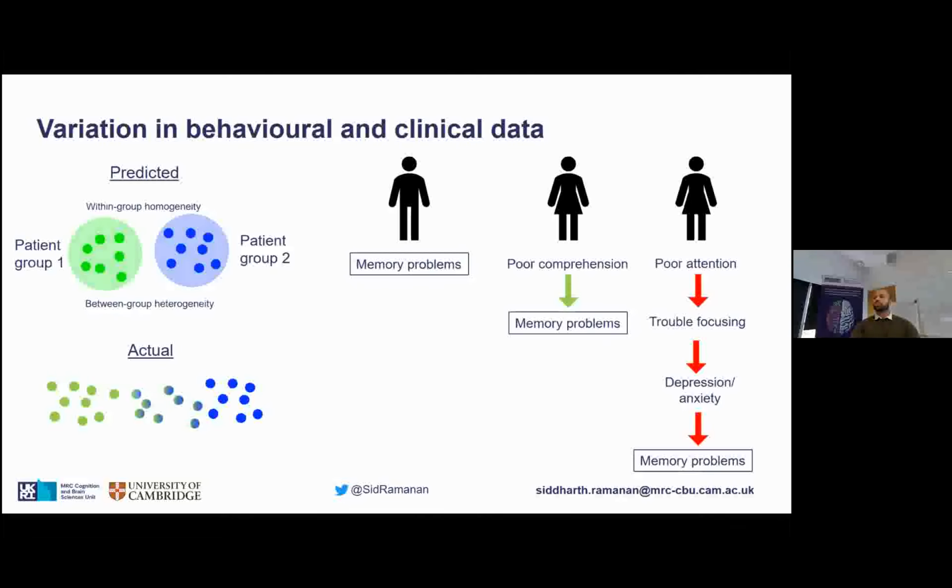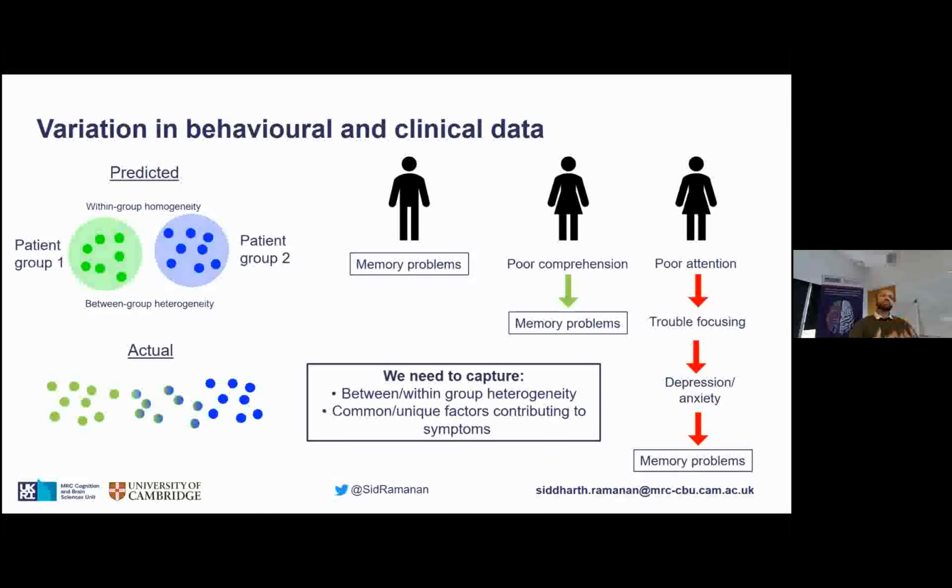And similarly, when we are using a task to measure some sort of cognitive function, one of the things that, hang on, I'm just going to try to move that. What we don't realize is, that's better I think, is that when we see a certain performance, say a person performing badly on a memory measure, not everyone might actually have a fundamental memory deficit that's driving that poor cognitive performance, but it might also be a combination of other cognitive dysfunctions. So why this is important is we need to capture this between and within group heterogeneity, but also we need to capture these common and unique factors that might be contributing to these different symptoms that we see.